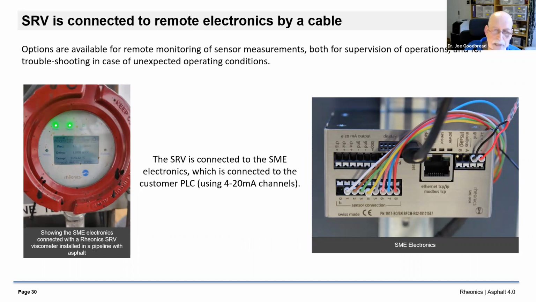Now the sensor is part of the system. The other part is the electronics unit. The sensor can be connected to remote electronics by a cable, or you can have a housing, as you see on the left, that's integral with the sensor itself. And the interfaces can be let out through cables coming from that transmitter housing.